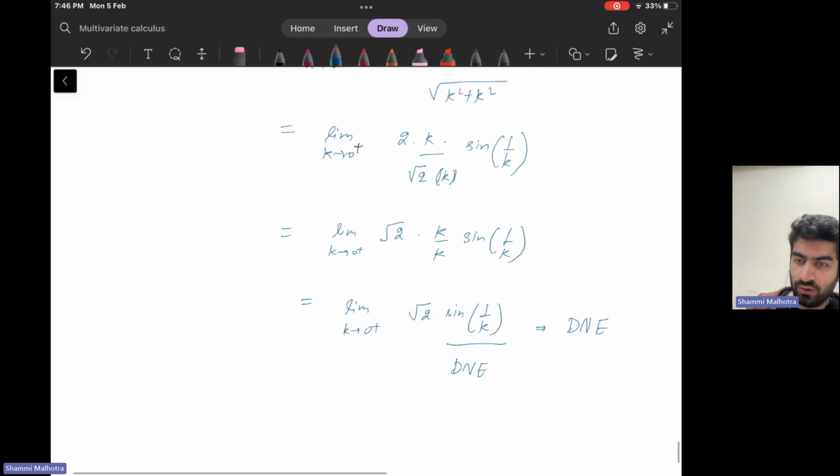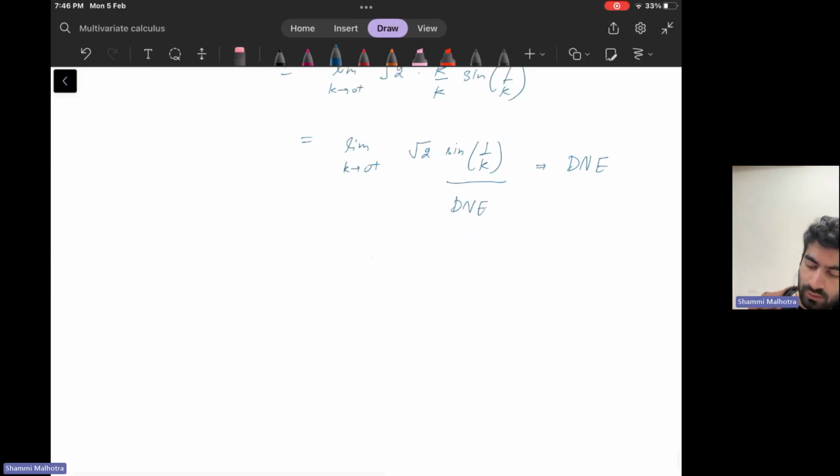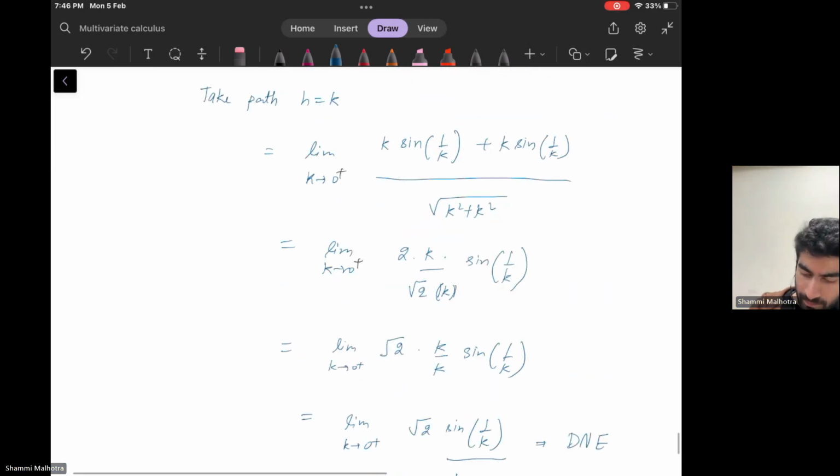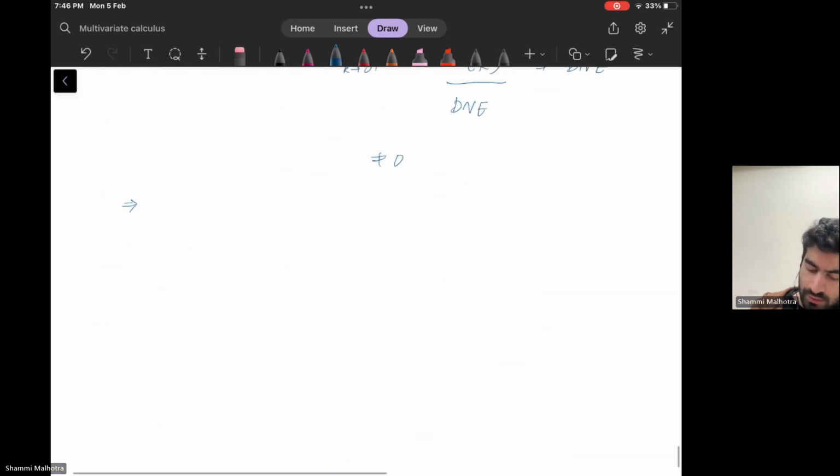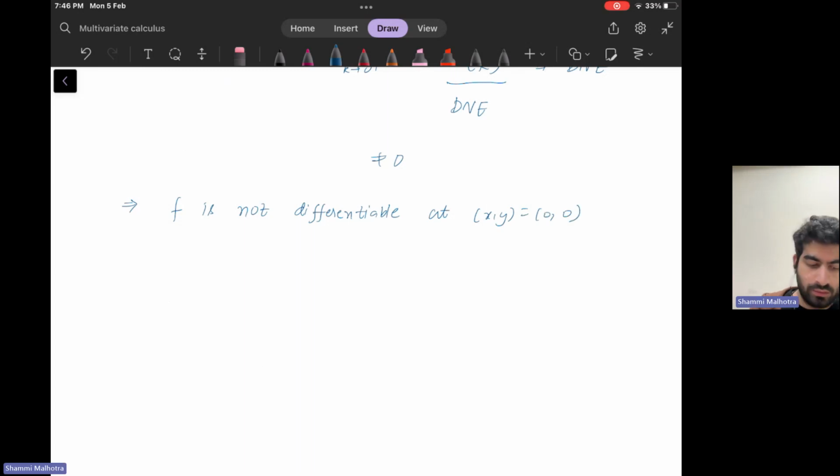And since this is not equal to 0, this implies my function f is not differentiable at (x, y) equal to (0, 0).